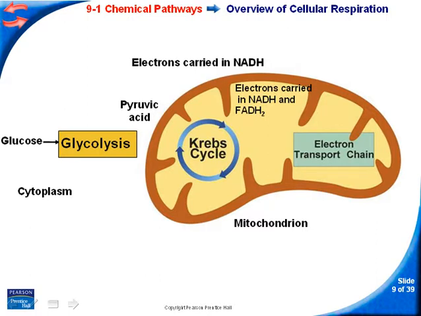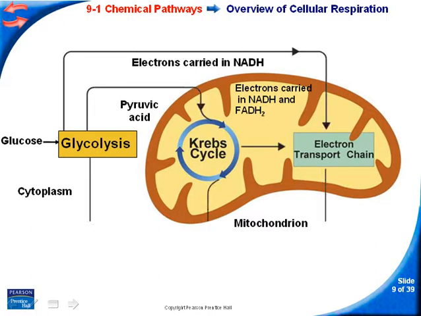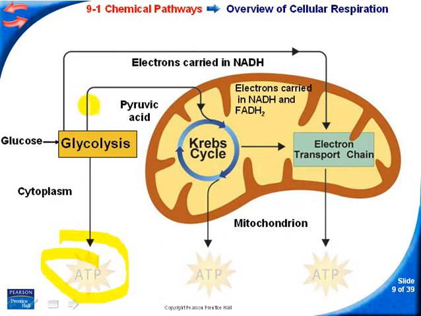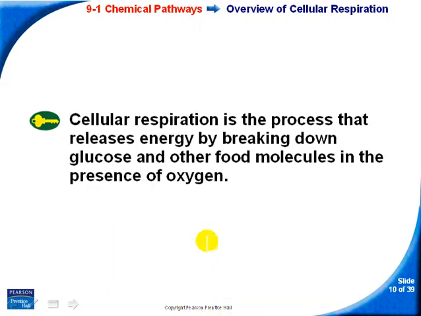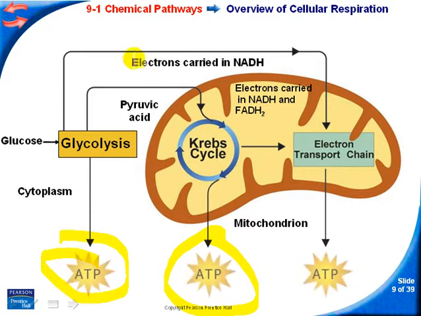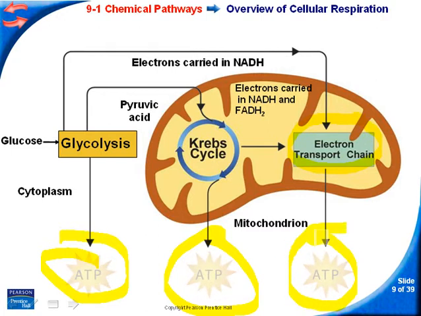So here's an overview of the process. We start with glucose going into the glycolysis process that releases some ATP down here, and then we have a chemical called pyruvic acid, which enters the Krebs cycle that releases more ATP, and then we also have electrons that are carried in a molecule called NADH, and that should sound familiar because we just got done with talking about electrons being carried in photosynthesis. They go into the electron transport chain, which gives us even more energy. The Krebs cycle and the electron transport chain occur in the mitochondria.